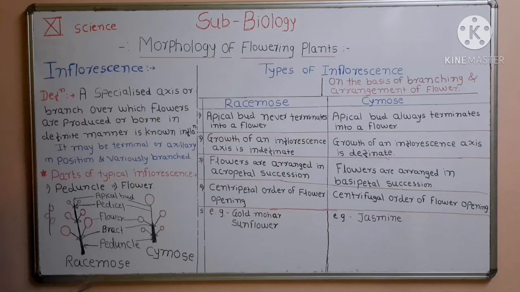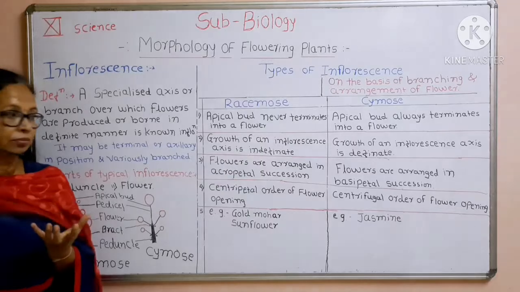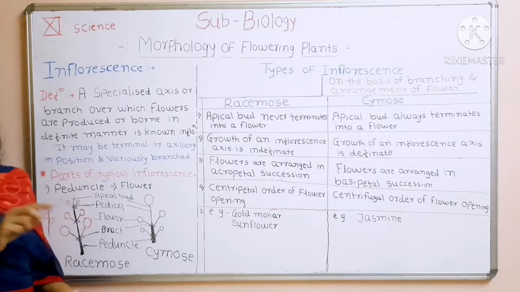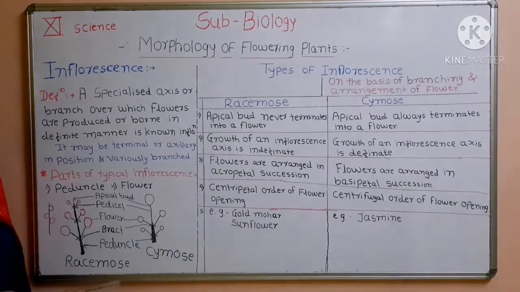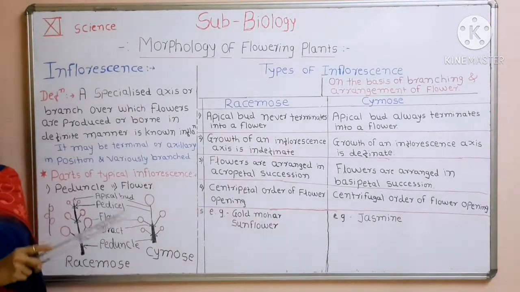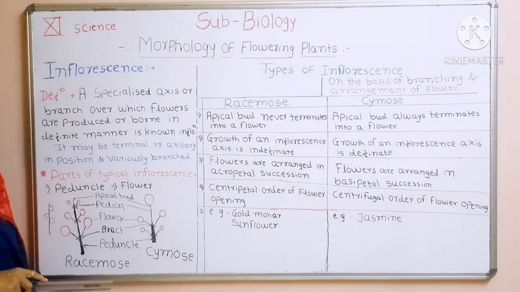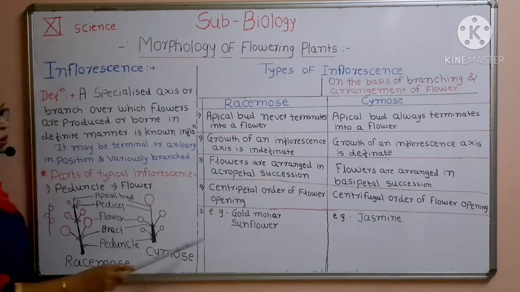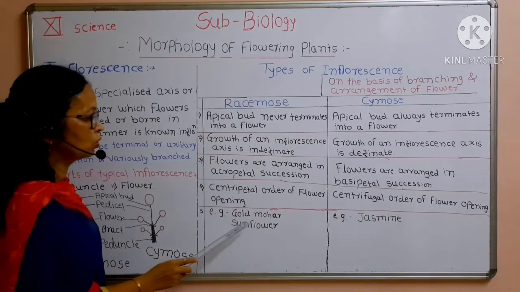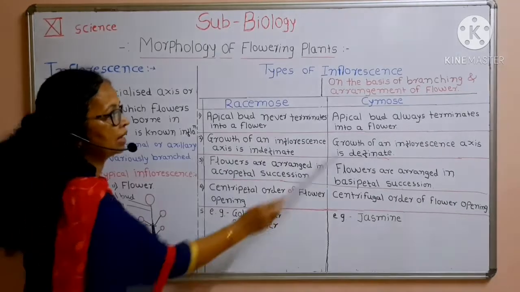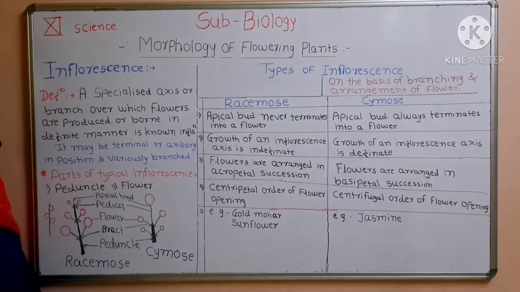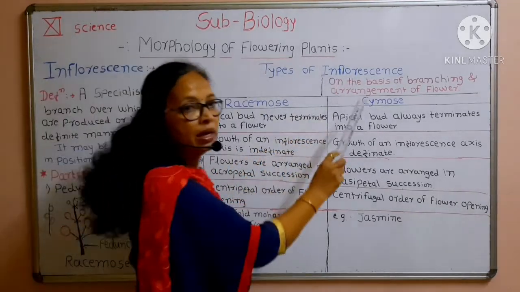Then in racemose, if the peduncle is dish-like, for example in sunflower, the peripheral flowers open first, then the innermost ones or those at the apex. This is also an example of racemose inflorescence. So, examples of racemose inflorescence are gold mohur and sunflower. An example of cymose is jasmine. So, this is about the types of inflorescence.